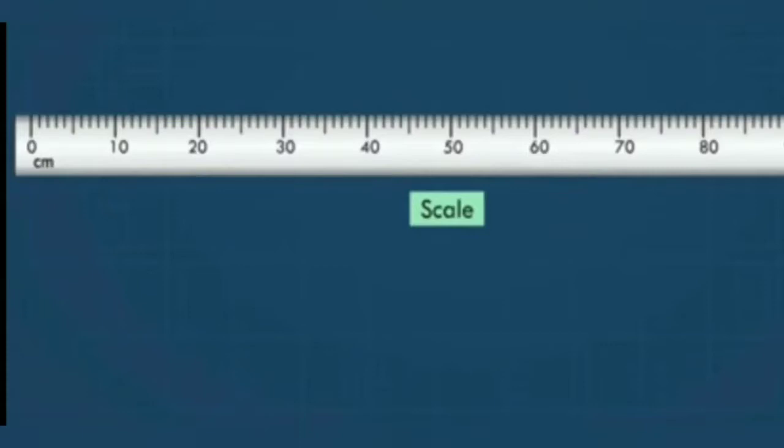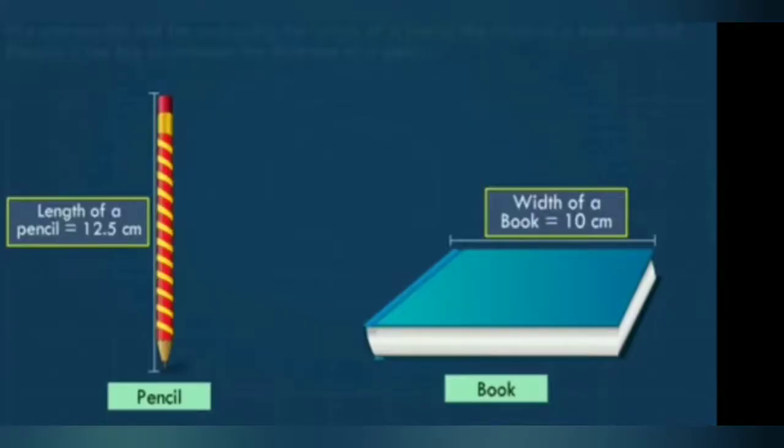Units of measurement. We use centimeter, cm, as a unit of measurement of length. We can use this unit for measuring the length of a pencil, the width of a book, etc. But this unit is too big to measure the thickness of a pencil. So we use another unit called millimeter, mm.